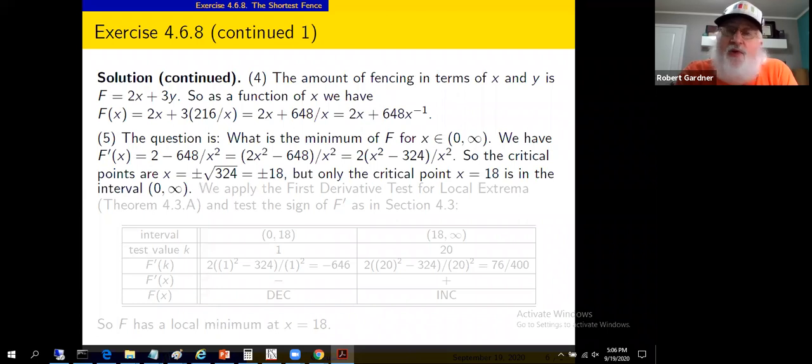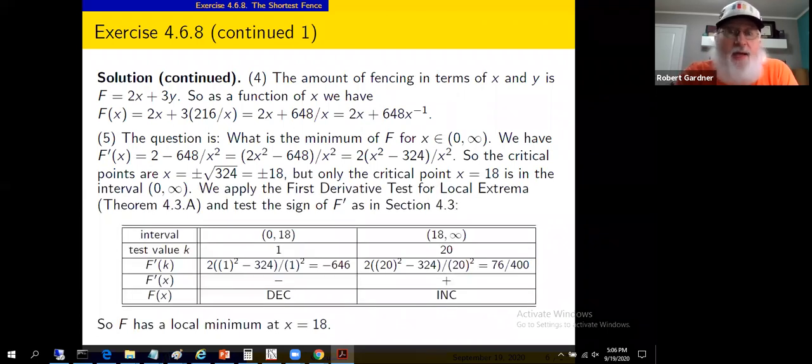We could apply the first derivative test. Let's do that. We can also apply the second derivative test and check the concavity. We'll do one of those before we're done. But this one I've worked in terms of using the first derivative test for local extrema, theorem 4.3.a in the notes. So we'll take the domain of the function, 0 to infinity. We'll remove the critical point 18, which produces the interval 0 to 18 and the interval 18 to infinity.